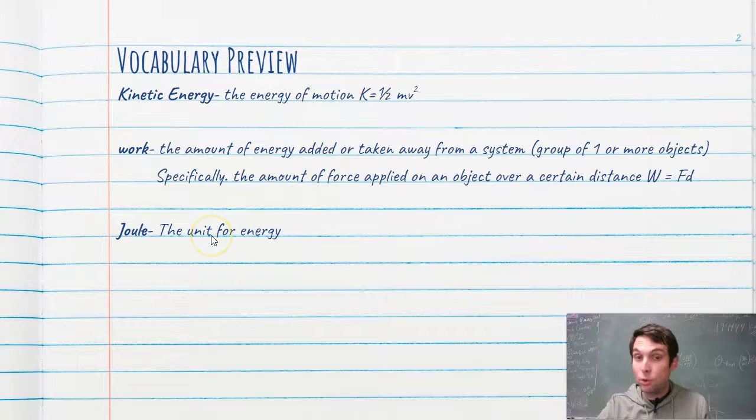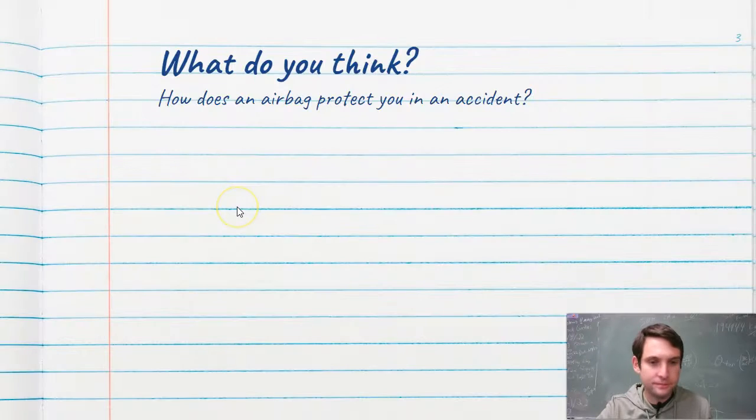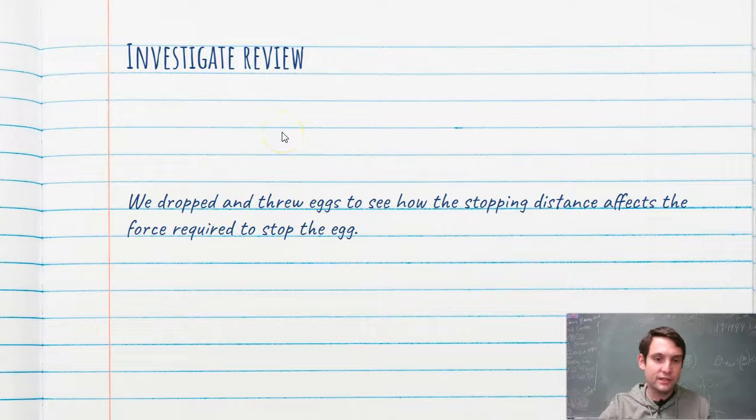Joule, like pool, is the unit for energy. What do you think? Hopefully by now you've taken time to consider this question. How does an airbag protect you during an accident? We know basically what an airbag is. We know that an airbag is for our safety, but how exactly does it protect us?